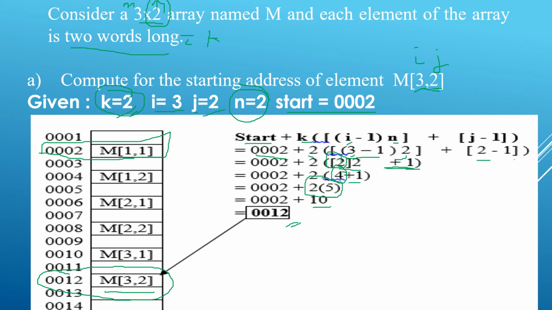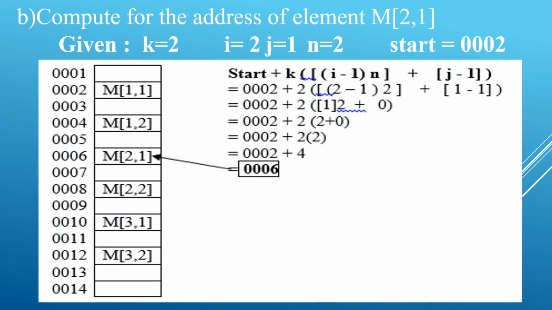Next. Let us say, same pa rin, no? The size of each element is 2. Same pa rin siya. Pero ang gusto nating hanapin is element 2, 1. Element at row 2, column 1. Okay? So, i is 2. Ito yung i. Ito naman yung j. Okay? Ayan. And the rest are all the same. So, all we have to do is to substitute all the values. Okay? And then analyze it.